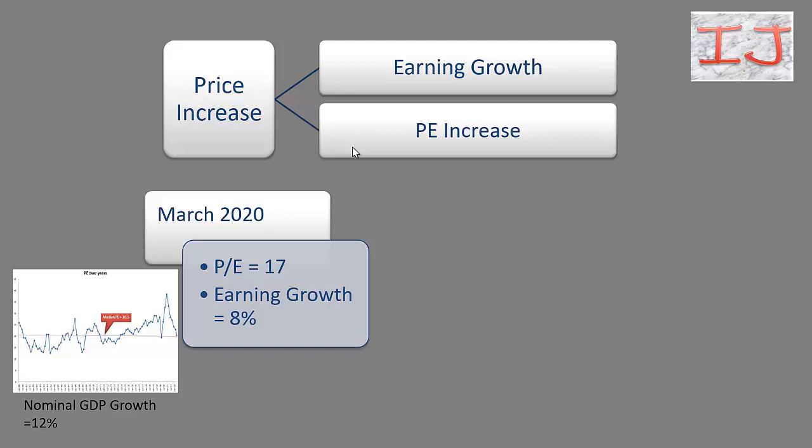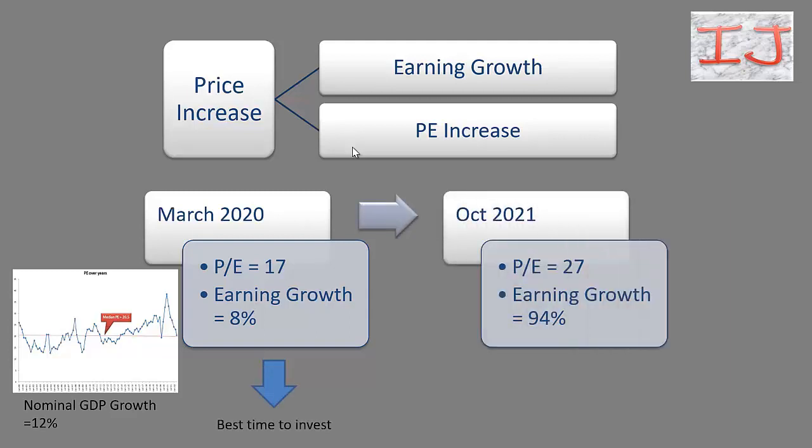So, it was a good time to invest in Nifty 50 at that time because both PE and earnings growth were low. Further, in the last week of October 2021, the PE of Nifty 50 was around 27 and the earnings growth was around 94%. So, this was the worst time to invest in Nifty 50.